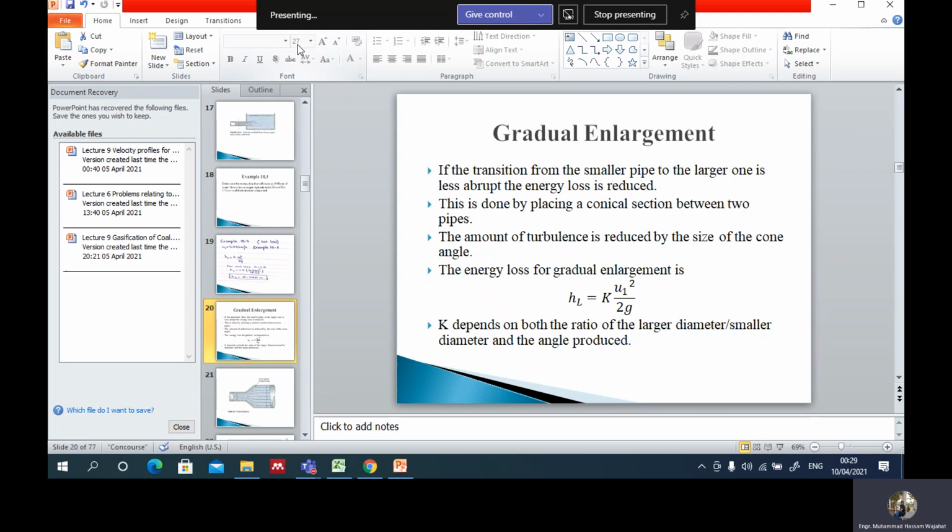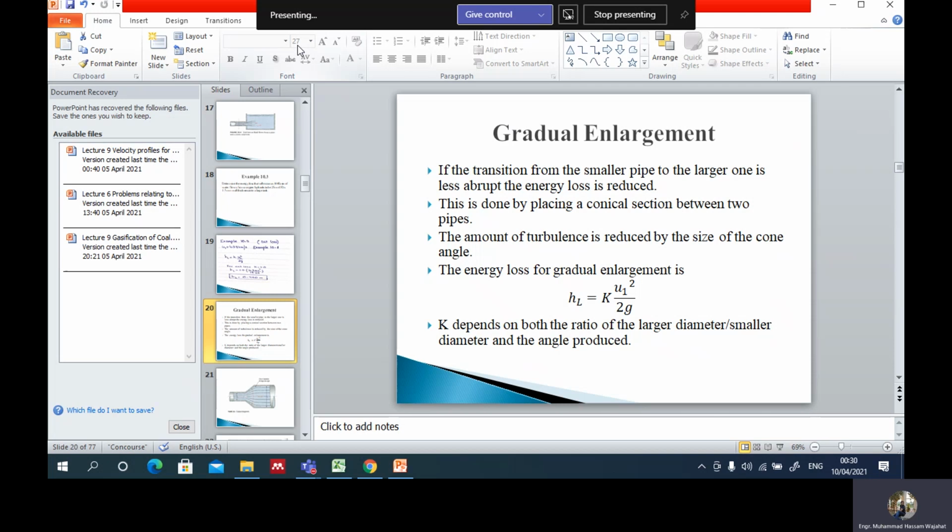So again it is enlargement, you are going from the smaller to the larger pipe. If the transition from the smaller pipe to the larger one is less abrupt, look at the keyword less abrupt, as a result, energy loss is reduced. This is done by placing a conical section between two pipes. It is the same diagram, small pipe and large pipe, and between the two you have placed a cone. You introduce a cone between a small pipe and the large pipe. The amount of turbulence would be significantly reduced by the size of the cone angle.